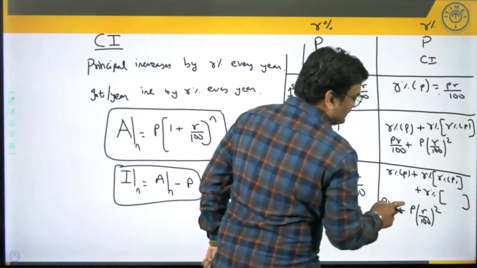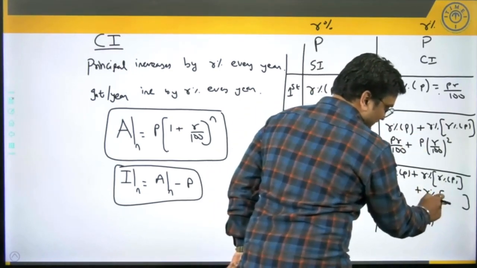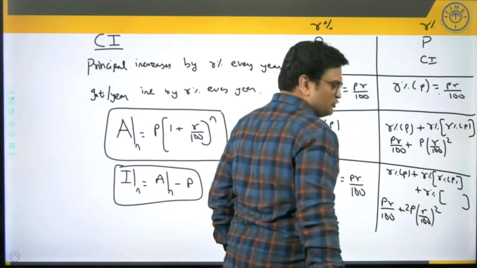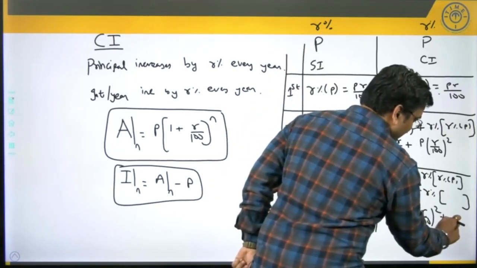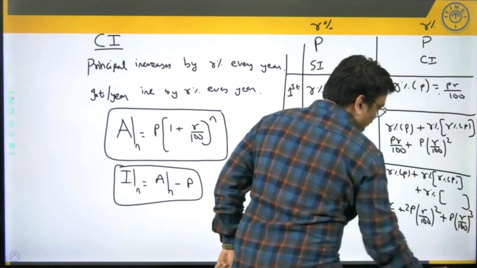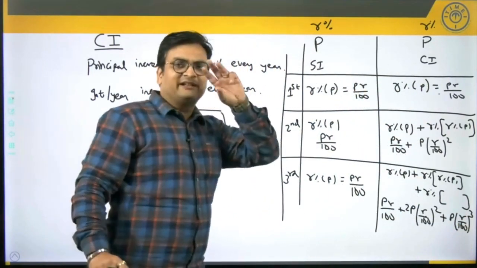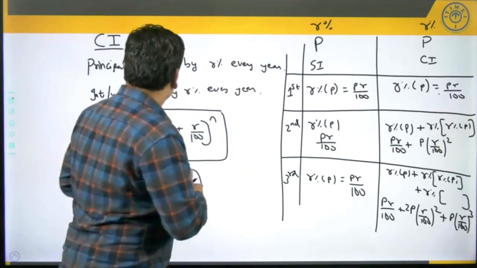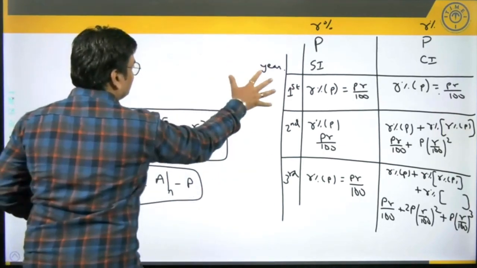Now please note, you will get one more P into R by 100 whole square here. It will be 2P into R by 100 whole square, plus one more term that you will get after proper simplification, which is P into R by 100 whole cube. This is your third year interest. So effectively, I am just cleaning this.